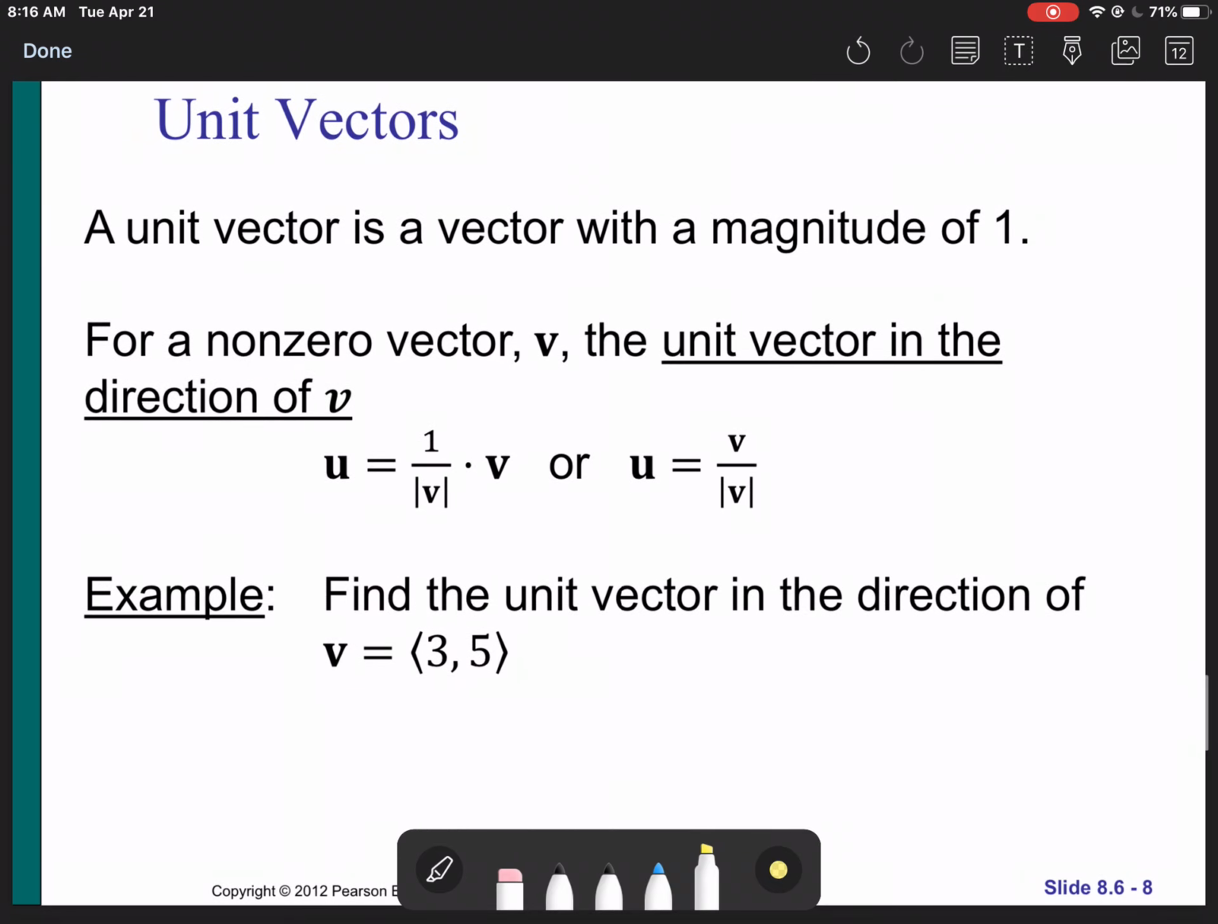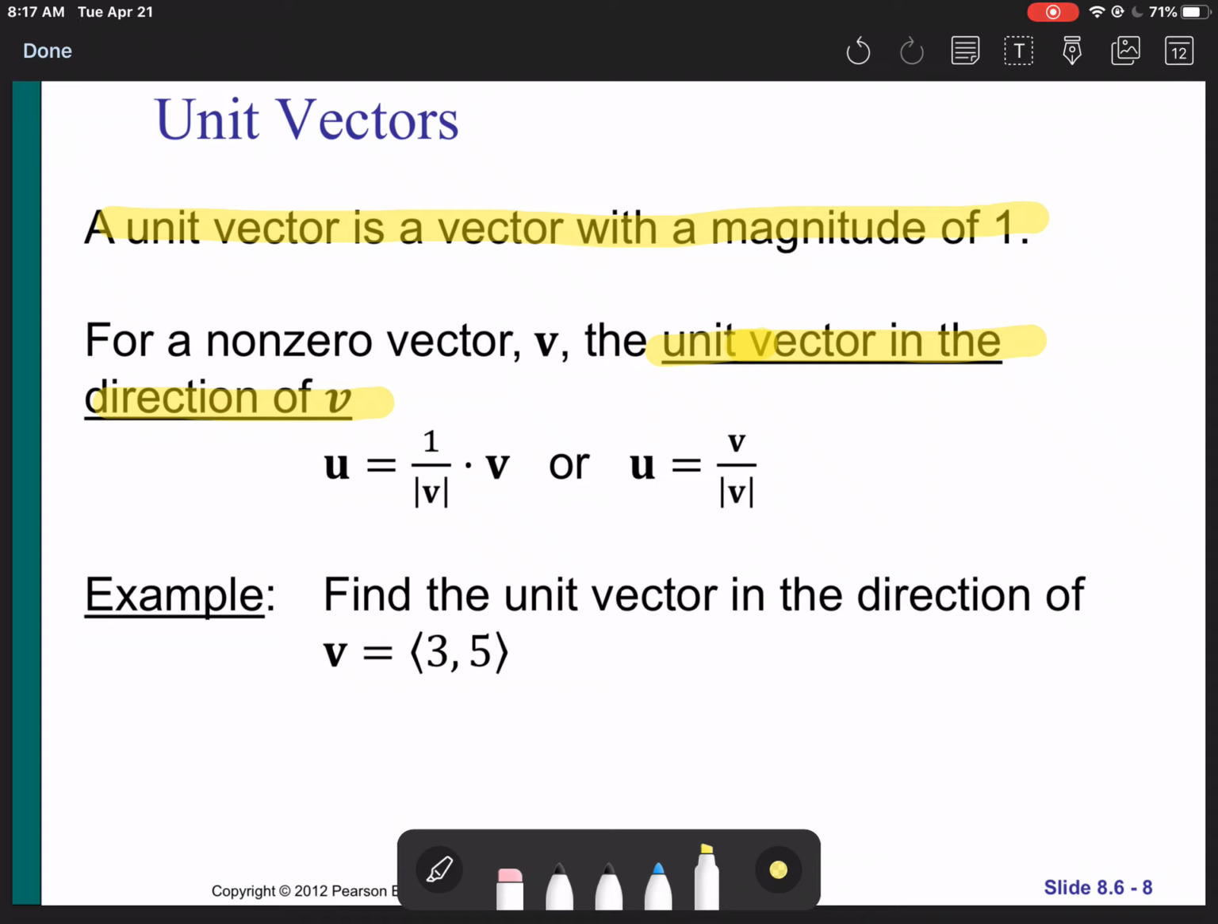This I'm interested in, though. This serves a little bit of a purpose. What we call a unit vector. A unit vector is a vector with a magnitude of 1. Right. So any vector that has a magnitude of 1 is called a unit vector. For a non-zero vector v, the unit vector in the direction of vector v can be found by multiplying the vector times 1 over its magnitude, or we could say dividing the vector by its magnitude.